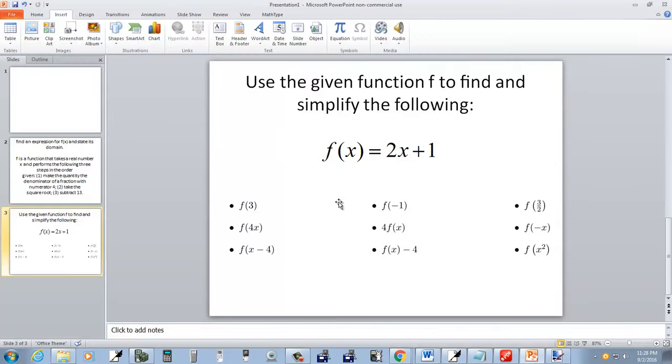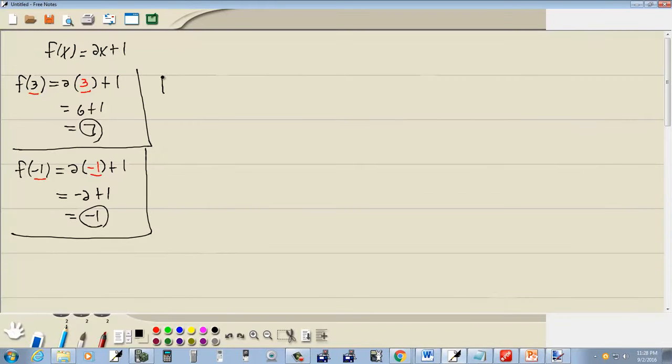Our next one is f of 3 halves. Evaluating is always the same. We go to original function. Everywhere we have an x, we put in parentheses. And whatever's inside the parentheses right here is what we're going to plug in right here. So put 3 halves in there. Now 2 times 3 halves, the 2's would cancel, and I got 3 plus 1, which gives us 4.